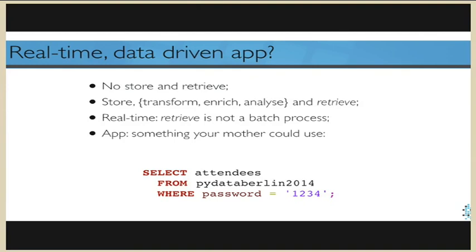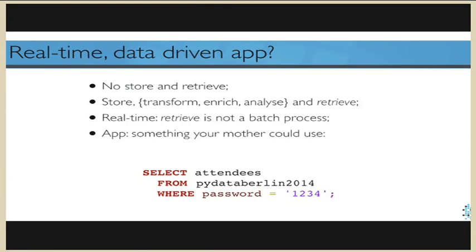And real-time is where at least the retrieve phase is not a batch process. I'm speaking about latency not higher than 1 to 2 seconds for most queries. If it's above that, I'd start to go into the batch realm. And an app means something your mother could use. She doesn't need to understand what she's doing, but she should be able to use it. So if she has to type in some SQL code, that's probably not an app in my view.